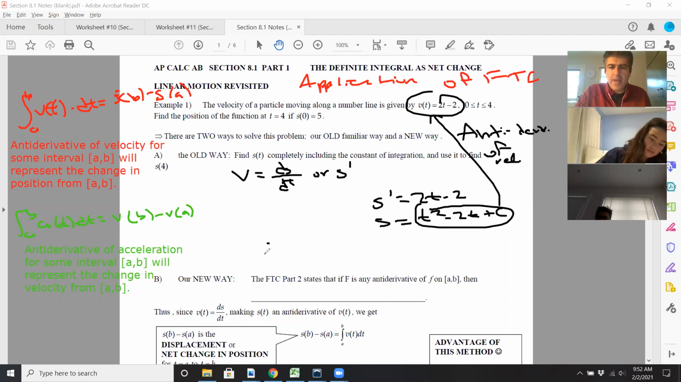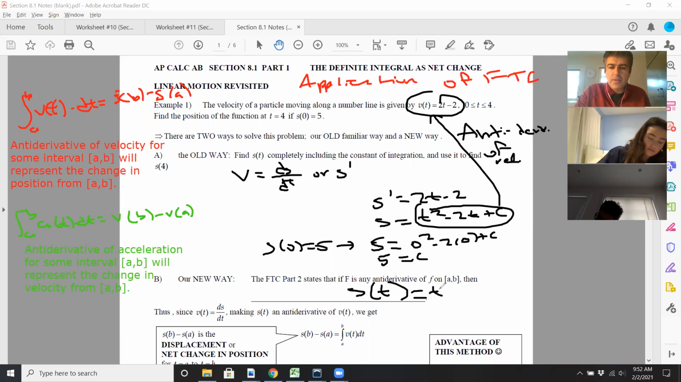Now what I could do, if I do s of 4, well, let me do s of 0 first. Because s of 0 equals 5, 5 equals 0 squared minus 2 times 0 plus c. So c is 5. So your function, and I'll just use function notation, I wasn't using that earlier, s of t equals t squared minus 2t plus 5. Now if I want to find s of 4, 16 minus 8 plus 5 means you get 13. And no units here, so don't worry about the units.